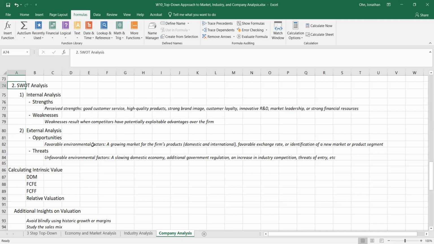Opportunities include favorable environmental factors, a growing market for the firm's products, domestic and international, favorable exchange rates, and identification of a new market or product segment. Threats are unfavorable environmental factors, a slowing domestic economy. We do have that threat, right? Additional government regulation and increased industry competition are threats too. As I told you, we have the COVID crisis, we have the financial economic crisis, and we also have the macro climate crisis. We are facing these three crises and threats recently. All right.